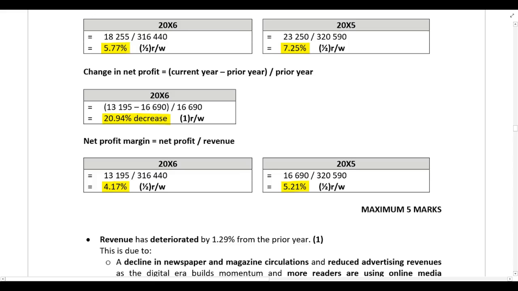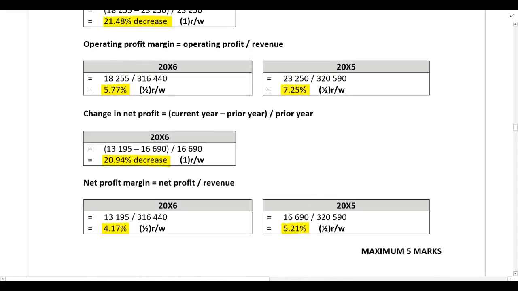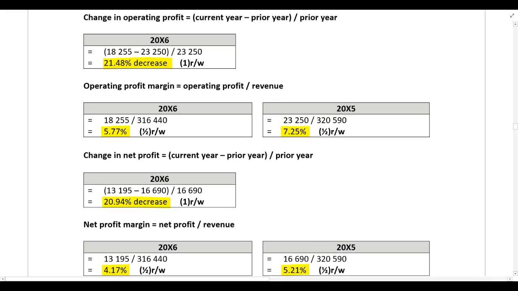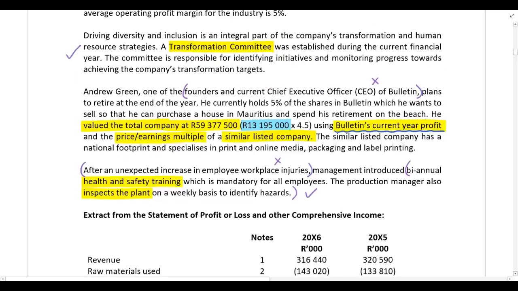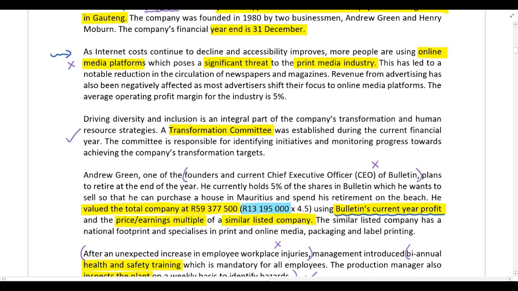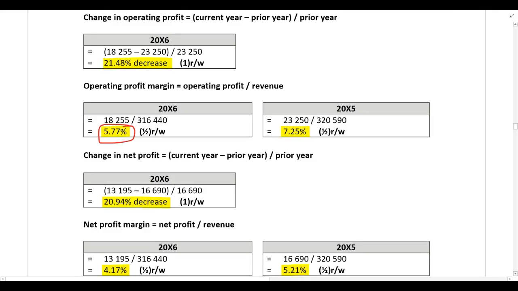Then, there's one other thing that you can discuss over here. For the operating profit margin, we calculated that Bulletin has an operating profit margin of 5.77% in 20X6. Now, this can be benchmarked to the industry average, which we were given in the scenario. You were told that the average operating profit margin for the industry is 5%. So, although the operating profit margin has deteriorated from the prior year to the current year, it is still better than the industry average. And we do have a potential reason for this.